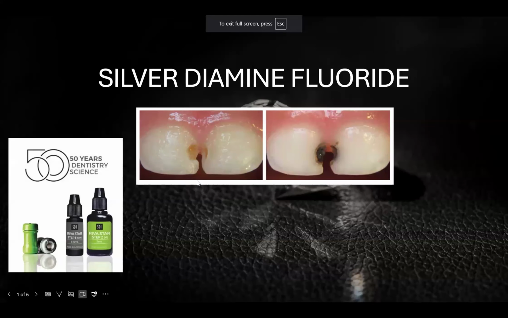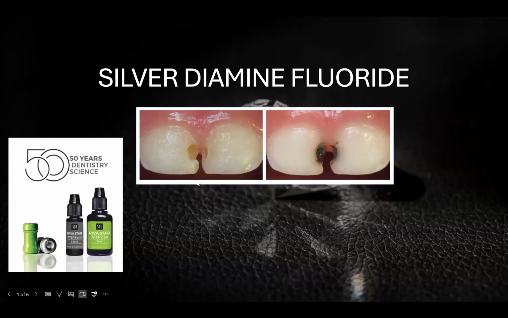I just wanted to show everyone, because this is being used so commonly for kid patients, especially in public sector. I want to talk about silver diamine fluoride. So this is what silver diamine fluoride is. I told you that it can stain your teeth black, but in the primary dentition, it's fine.